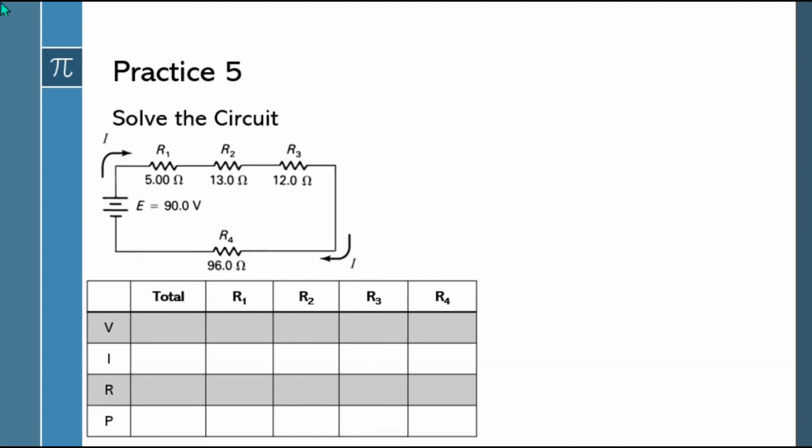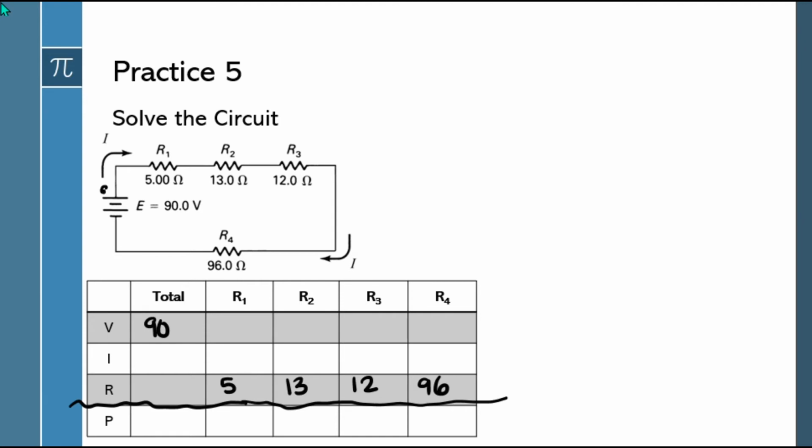We're going to use the table again for this second example. I'm just going to ignore power like I did last time and deal with it after. Okay, we have 90 volts again. I'm not sure where I got these from. Our R1 resistance is going to be 5, then 13, then 12. Oop, and then I almost forgot, R4 is 96. So what do we have?